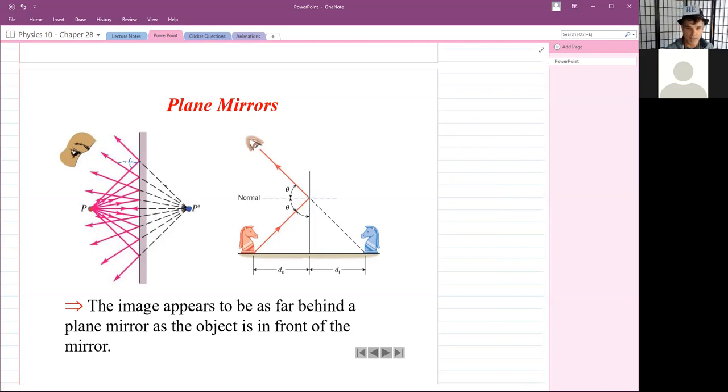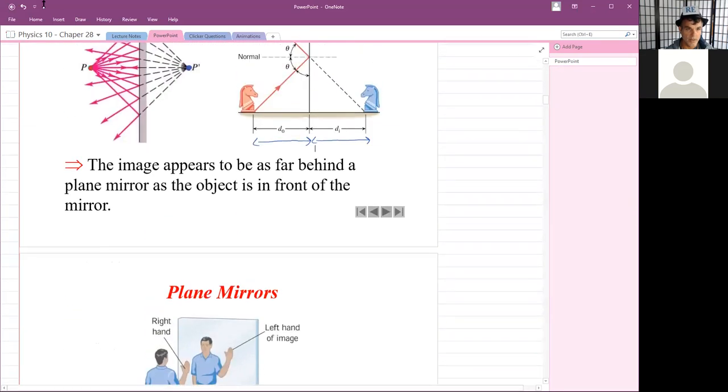You could do some math and show that if you are a certain distance in front of the mirror, then your image will appear to be that exact same distance behind the mirror. So if you're standing 2 feet in front of a plane mirror, your image in the mirror will look like it's 2 feet behind the mirror.